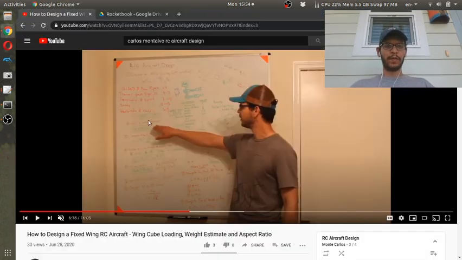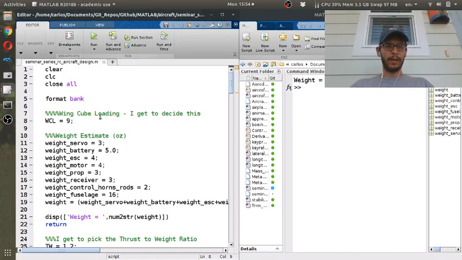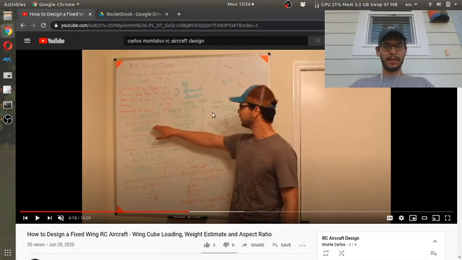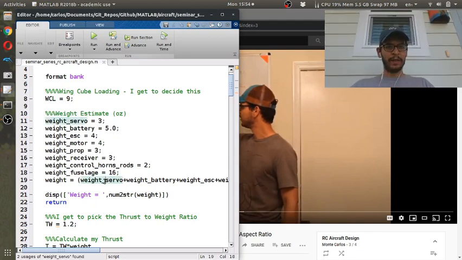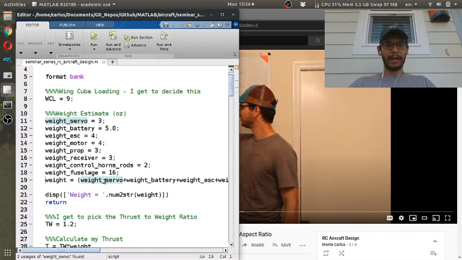So the first step is choosing a wing cube loading, and if you remember, I was choosing this here, the aerobatic or sport aircraft, which was between 7 and 10, and so I chose a wing cube loading of about 9. I then made this table over here where I estimated all the weights and added them all together, and then computed the servo, the battery, the ESC, the motor, the prop, the receiver, all these things, and then I basically have this function here where I just add everything together.